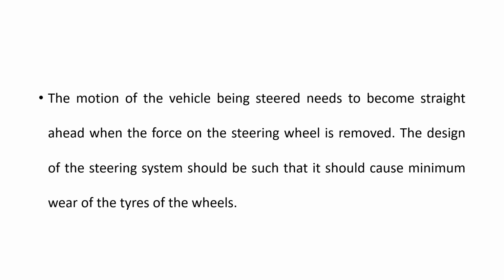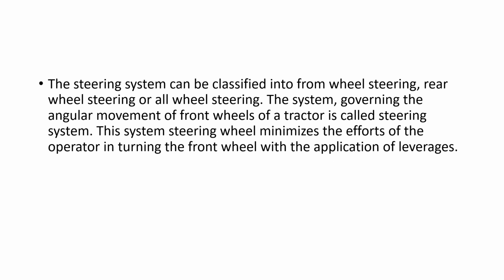The design of the steering system should be such that it causes minimum wear on the tires. It shouldn't cause maximum wear. So that is the main purpose. What are the main components? You have a steering gear, a pitman, and so on. When the operator turns the steering wheel, the motion is transmitted to a set of gears. The steering system can be classified by its gearing. This is the system governing the angular movement of the front wheels of a tractor. We call it the steering system.